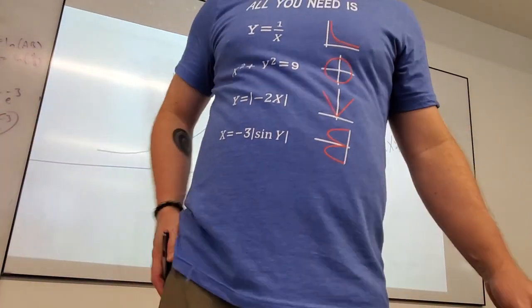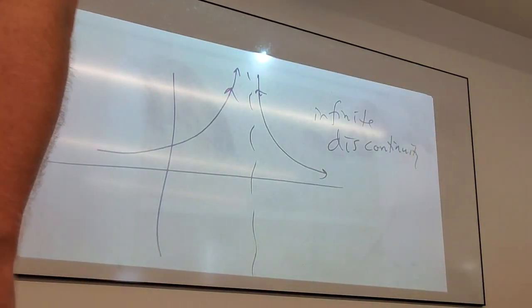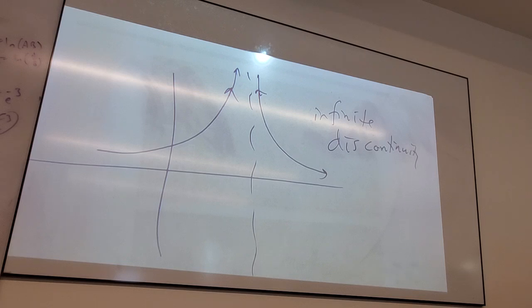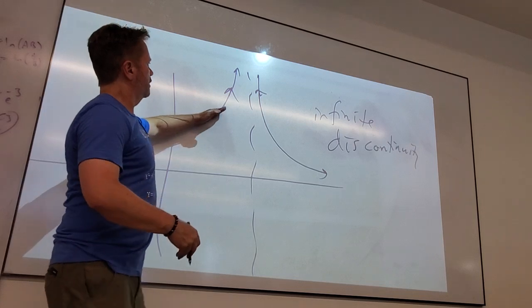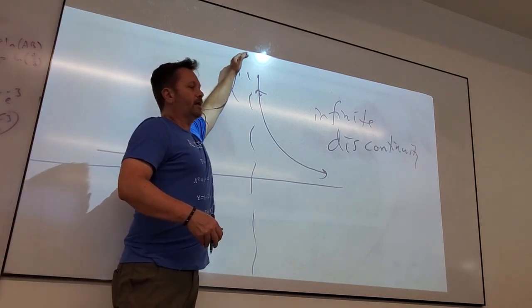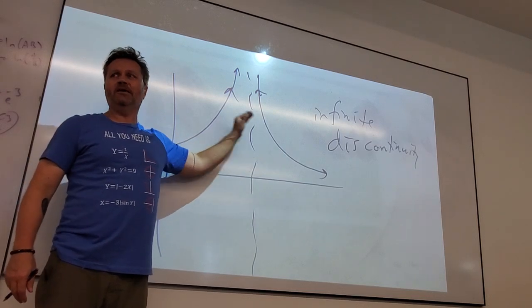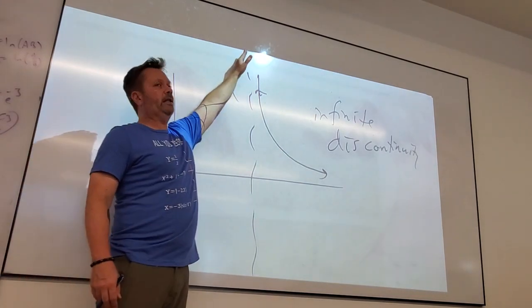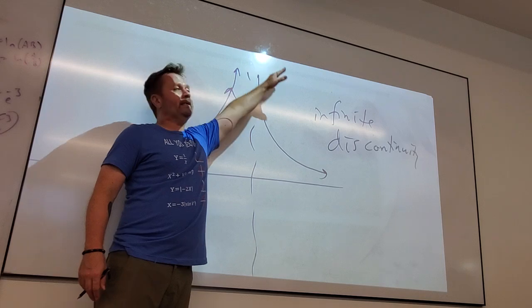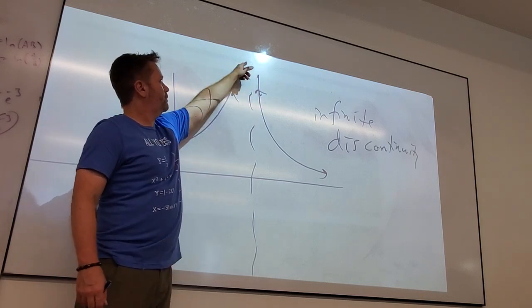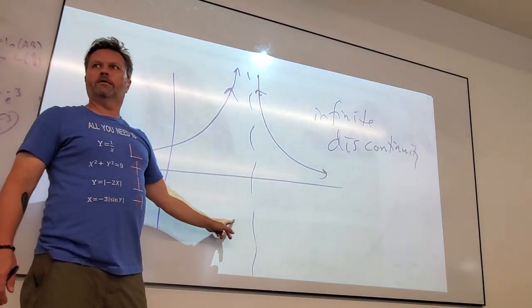Because I have to lift my pen for sure, right? Why is it a discontinuity? Okay, so if I drive a car along this road, can I get to that point? No. Never. You can't cross, because I'm going to go to infinity first, right? So I can't get from this side to that side, so there must be a discontinuity here.